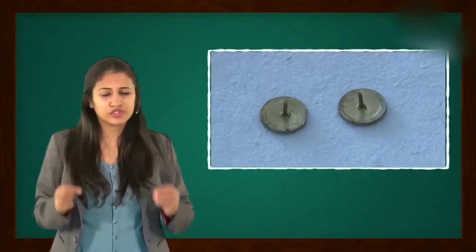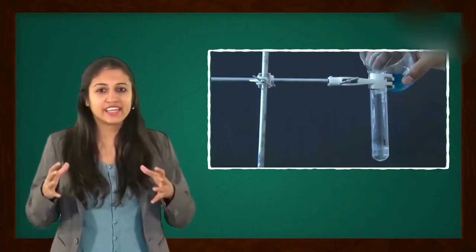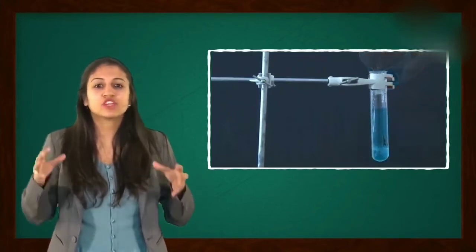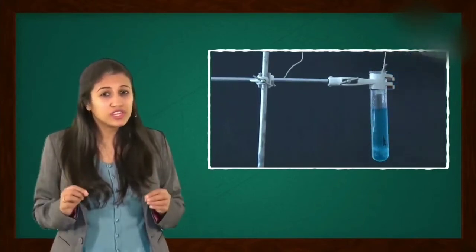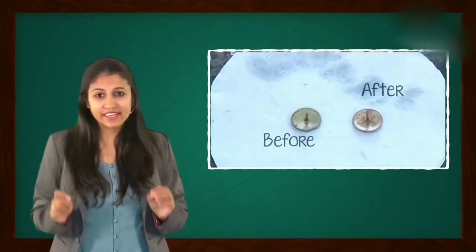Now let's see what happens when we put iron nails in copper sulfate solution. You have a real example. Now let's look at it technically. Take 2 iron nails and dip them in copper sulfate solution. What do you see? After a while, you'll see a deposit of copper on the iron nails.